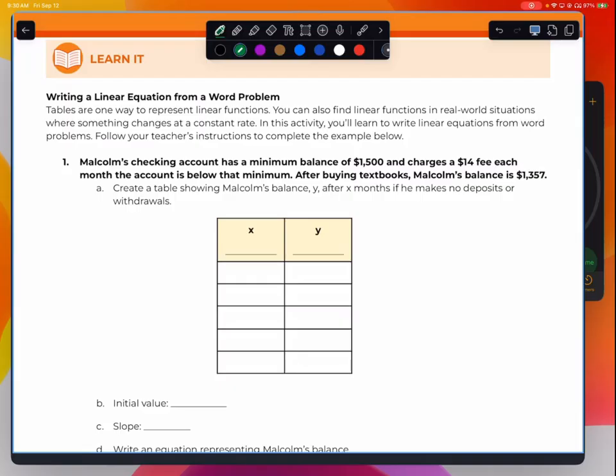So in this problem, Malcolm's checking account has a minimum balance of $1,500 and charges a $14 fee each month the account is below that minimum. After buying tickets, Malcolm's balance is $1,357. So will he have a fee?